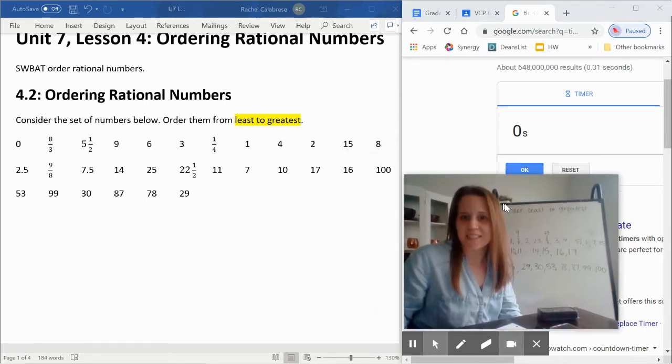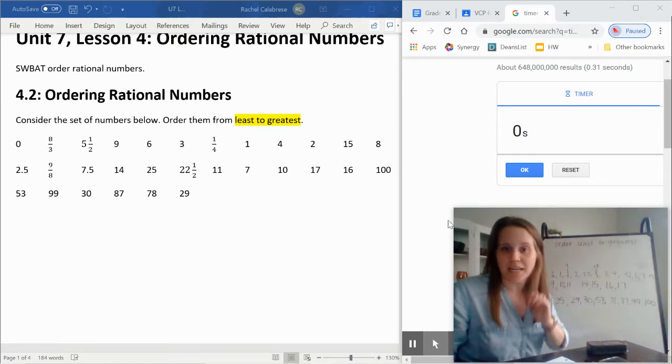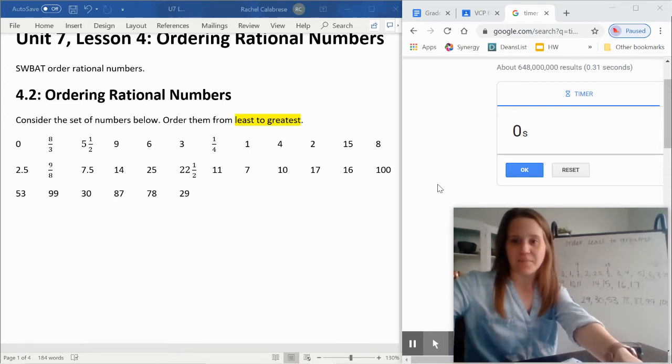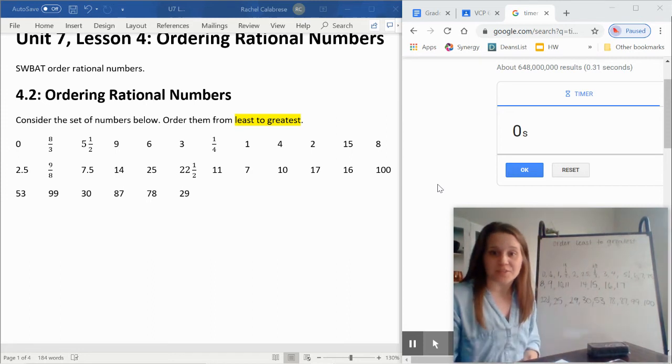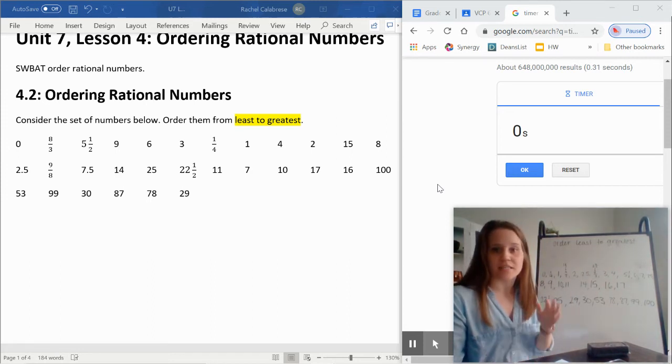All right, folks, we are back. If you need a little bit of extra time, that's okay. Please take it. You can just pause if you need a little bit of extra time. But I want to go ahead and review for those of us who are ready to go. Okay. So the instruction was to order this set of numbers from least to greatest.